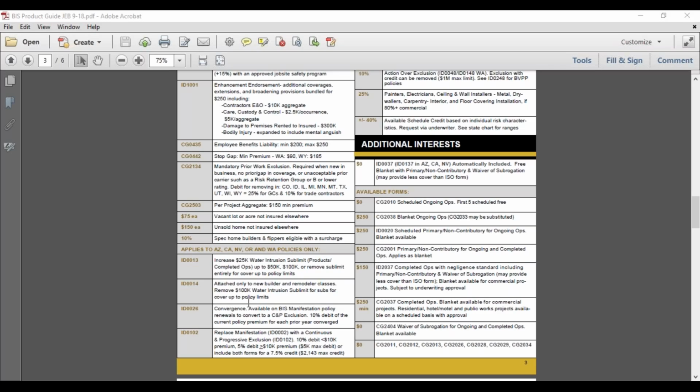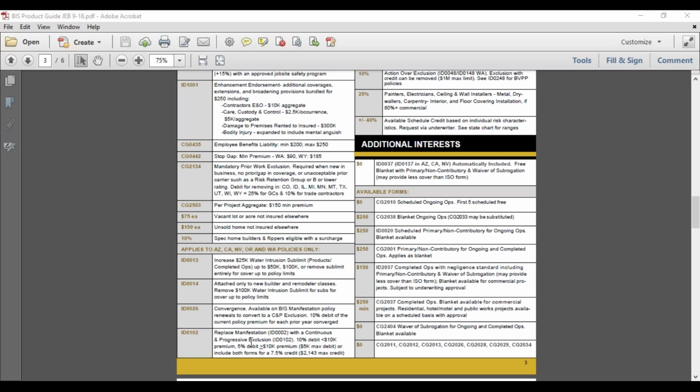We do have this one right here. We have a continuous and progressive or a manifestation trigger on our policies. What I see mostly in California is a continuous and progressive trigger, and I believe J.A. Brown is defaulted to a continuous and progressive trigger.